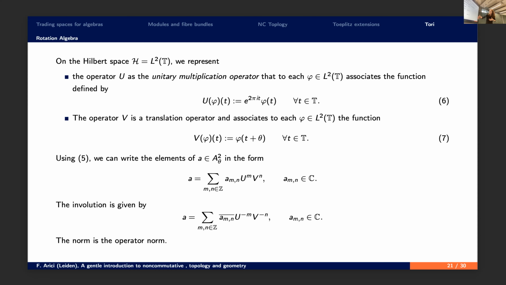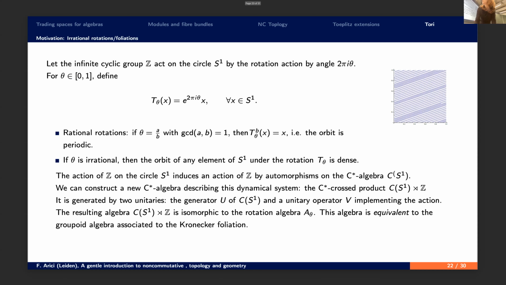And then this power series expansion is compatible with the involution, meaning that, oh, it should be a star here, I'm sorry, that A star is equal to the expansion that you get by complex conjugating and swapping the indices, inverting the inverses. Okay, so where does this algebra come from? Well, it could be seen as a mere non-commutative version of an algebra we know, which is C of T, but it actually has a motivation from dynamical systems.